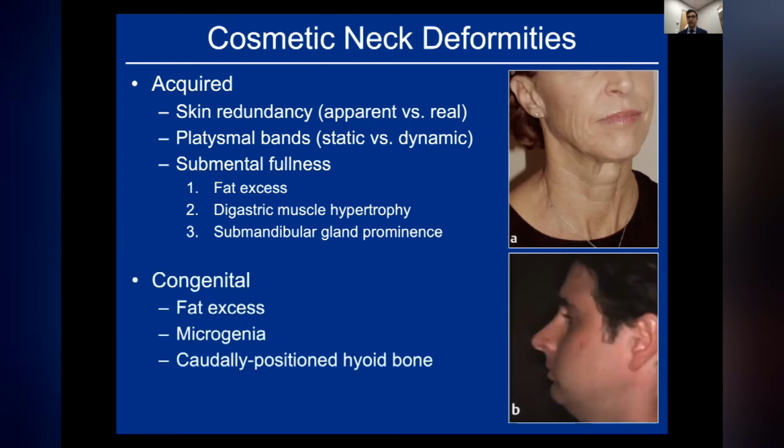But we must not forget that cosmetic neck deformities can also be congenital as well, due to the patient's native anatomy. Fat excess certainly can contribute to it, either in the subplatysmal or subcutaneous planes, but usually these are due to microgenia, retrogenia, or a caudally positioned hyoid bone.